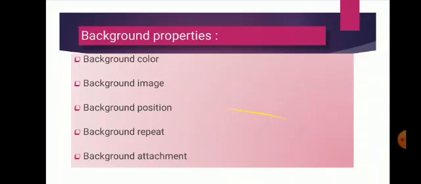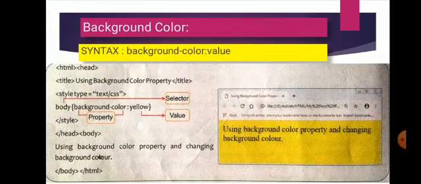See, first one is about using background color. Simple syntax, a rule is there. You have to write background color and its value. Suppose I had selected background color yellow, then it will display in yellow color. Simply whatever you want to change the color. I had selected here to change the color of body. So in body section I had written the syntax for using this property and its value. If you want to change in this heading, you will write in heading section.